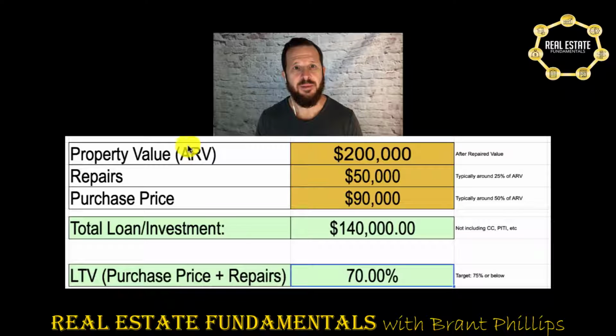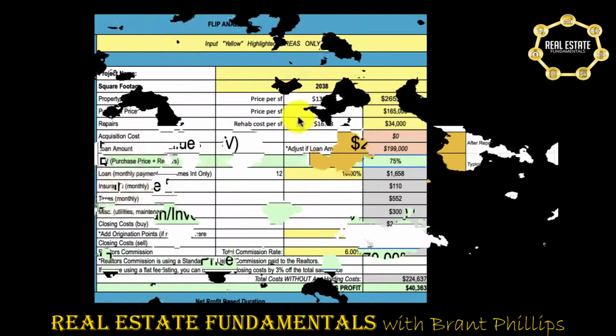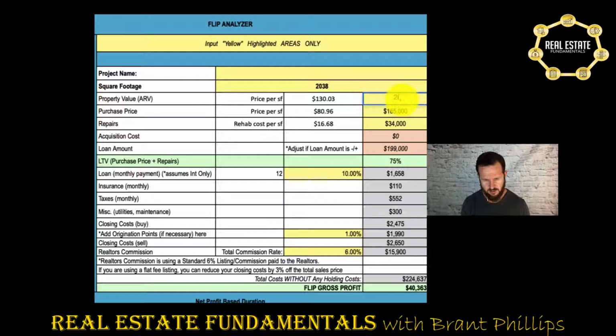So this is what I want you guys really looking at and targeting for yourself, finding deals that are 70% ARV. So let me flip over to another calculator real quick. All right, guys, I'm going to change some numbers here real quickly to correspond with the numbers that we put together on the other spreadsheet.